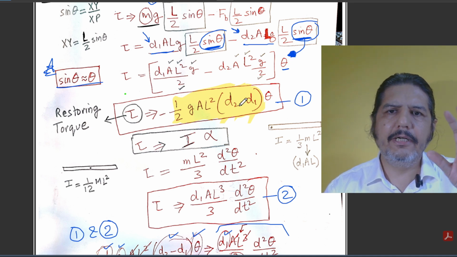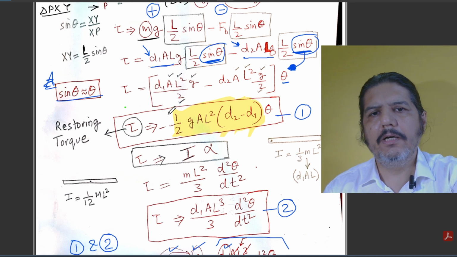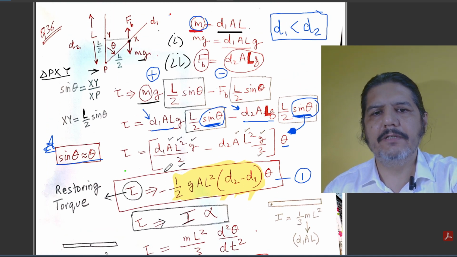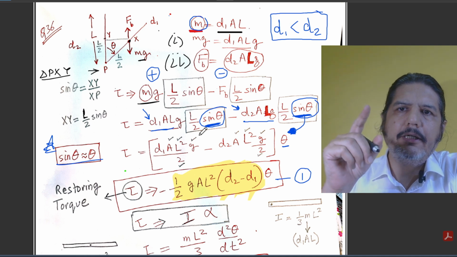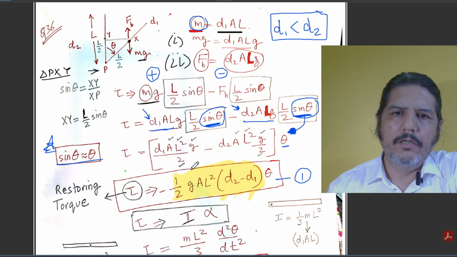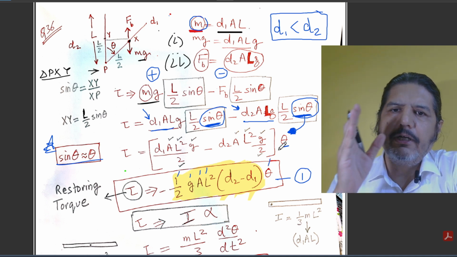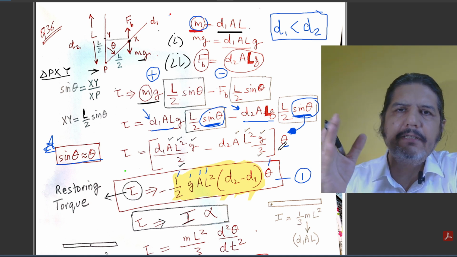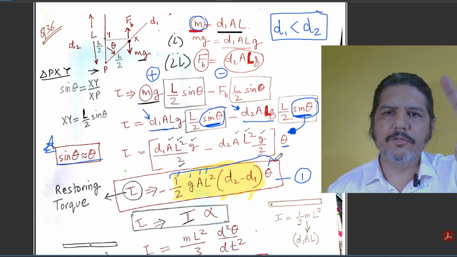So finally, when I have done all the manipulation, I reduce this torque to half g al square (d2 minus d1) theta, and there is a negative sign outside. Now you'll understand the significance of this negative sign. See, d2 is greater than d1. This is positive, this is positive, this is positive, this is positive. The theta is positive. So d2 minus d1 is positive. So whole of this is positive.